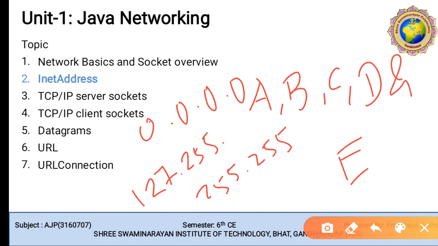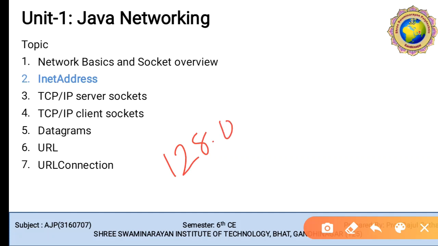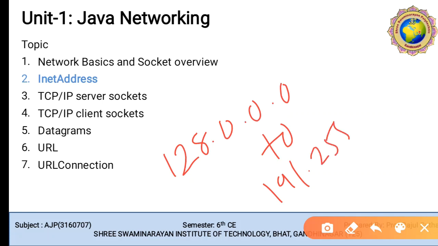Same way, we are using the second class, class B. So what is the range of class B? 128.0.0.0 to 191.255.255.255. So this is the range of class B addressing.